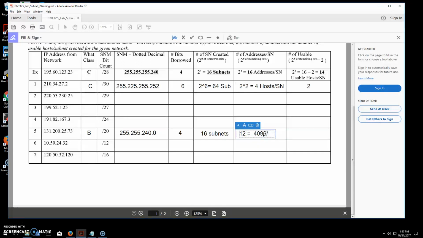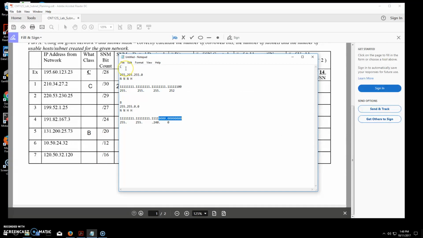4096 addresses per subnet, of which, if I take a look over here, 4094. There's the subtract 2 for the network number and the broadcast address. That's what you're doing on the front half. Do the other C's, the other B's, and the other A's down here for this guy, just using the same method I was using here.